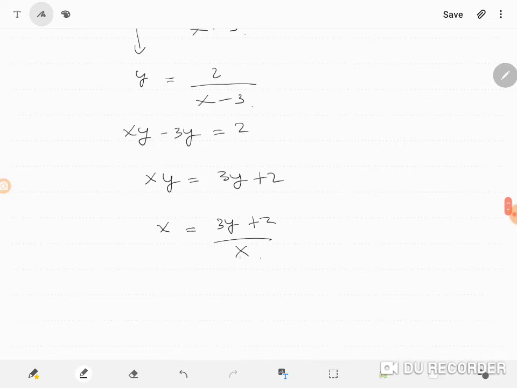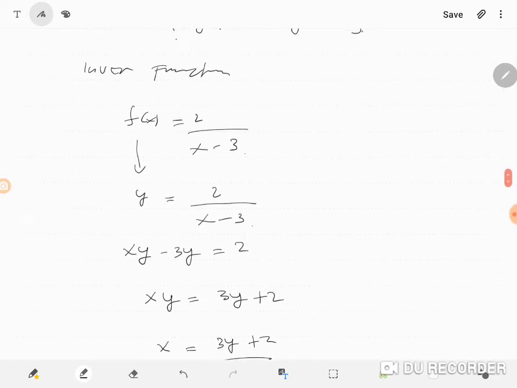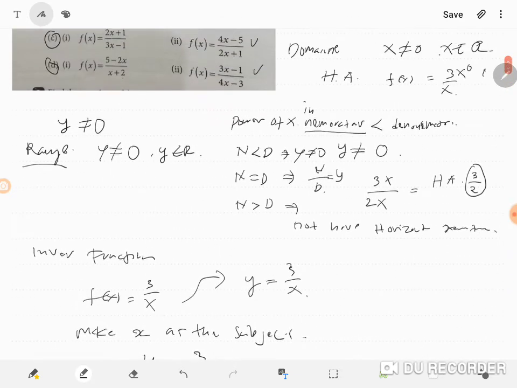Sorry, over y, and your f inverse x equals everything y here you change with x, so 3x plus 2 over x. This is for the inverse of question B.